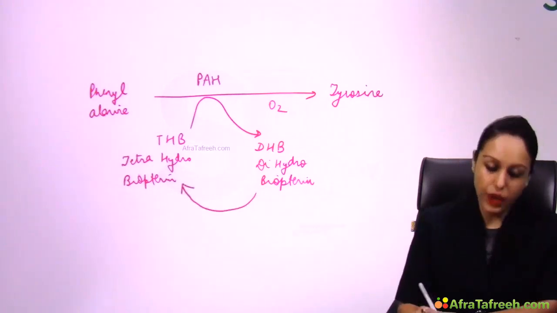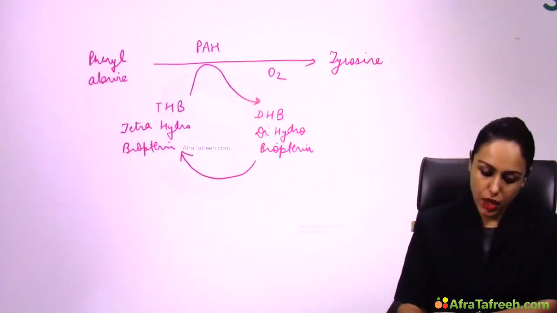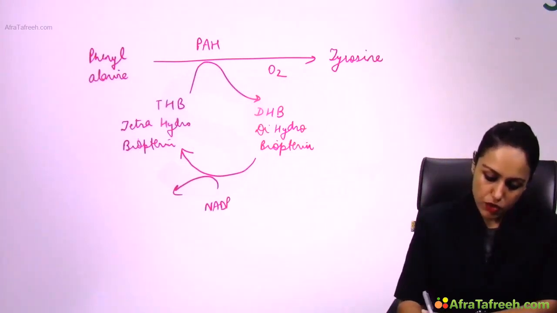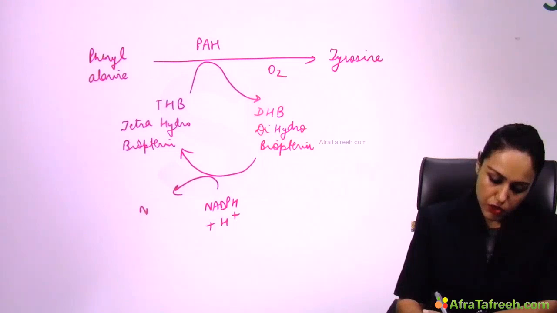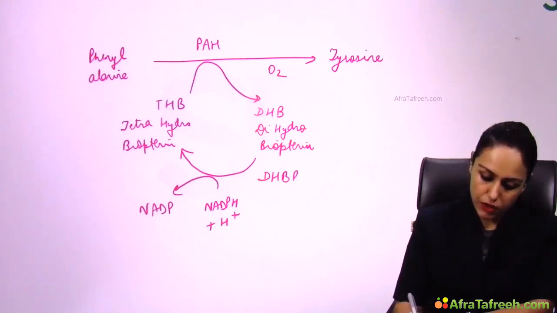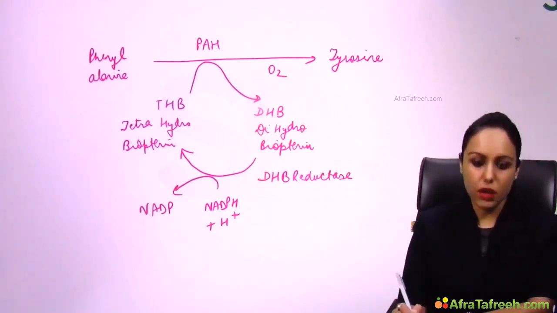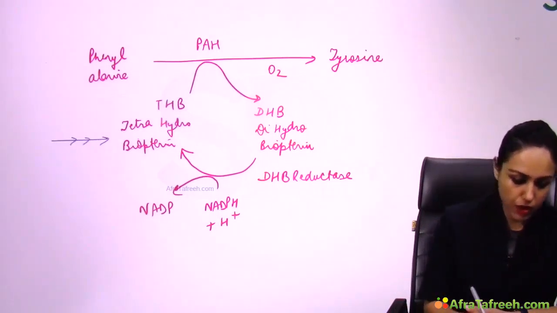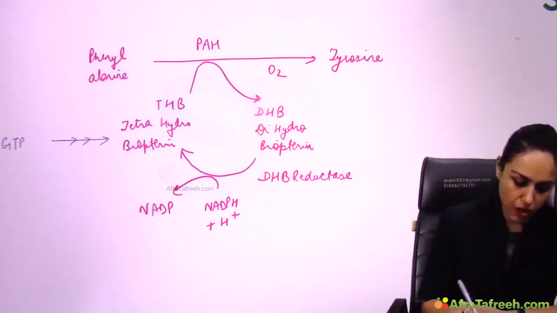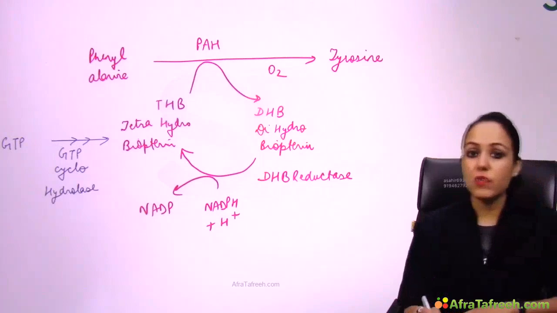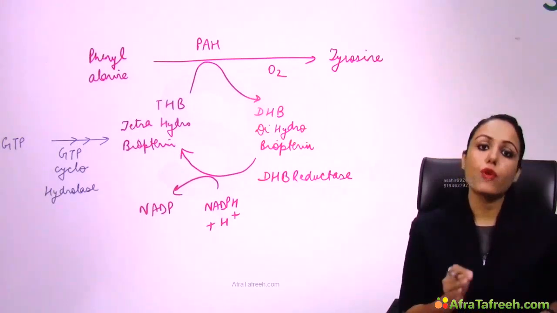So now this dihydrobiopterin will be converted to tetrahydrobiopterin, and here we require reducing equivalents, or hydrogen. That hydrogen is coming from NADPH. So NADPH gets converted to NADP, and the name of this enzyme is dihydrobiopterin reductase. Now what is the source of this tetrahydrobiopterin? Tetrahydrobiopterin is derived from GTP with the help of the enzyme GTP cyclohydrolase, right?